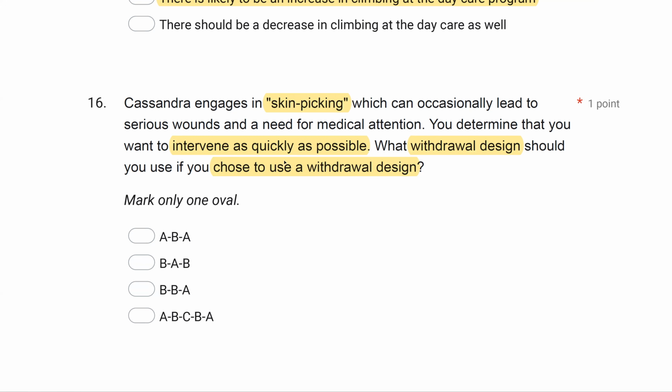And so intervening as quickly as possible is going to be B because we're also using the correct withdrawal design. Again, C, you're withdrawing the intervention, but you're never intervening again.